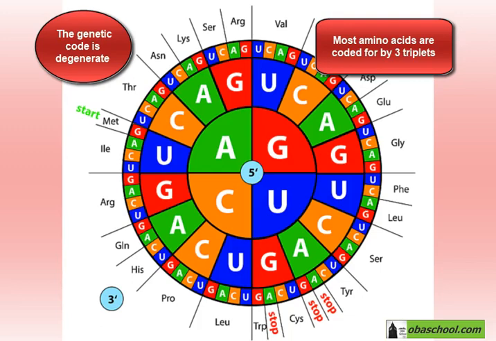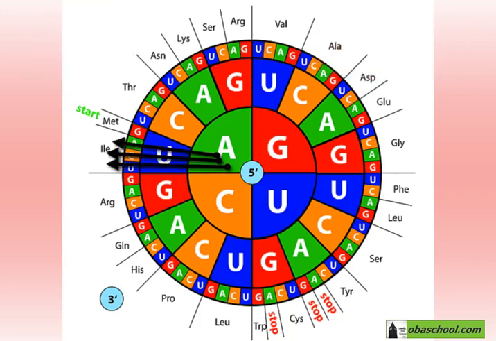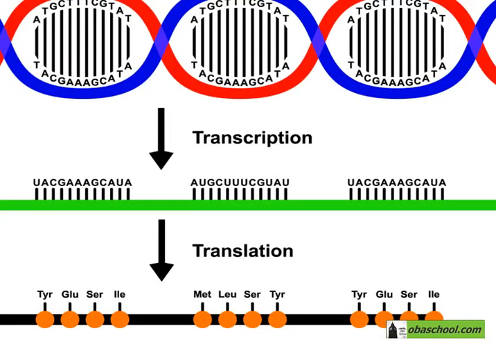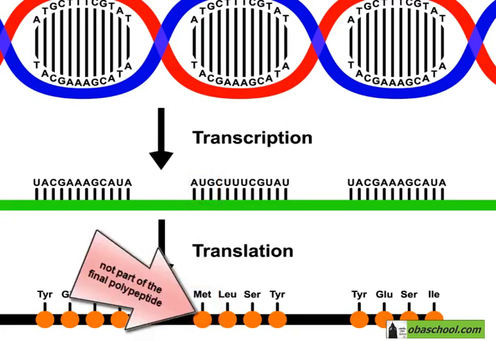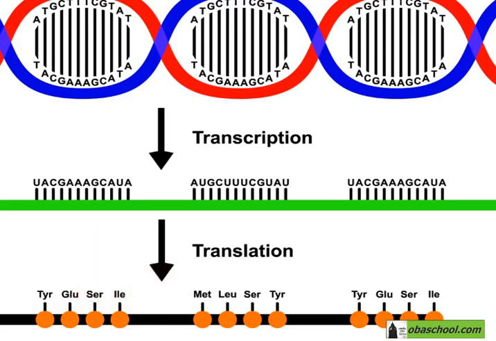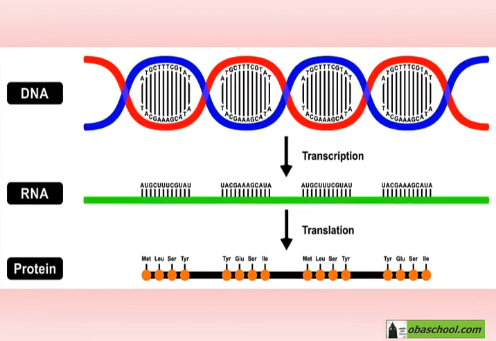The triplet is always read in one direction along the DNA strand, and every gene starts with the same triplet. This triplet codes for the amino acid methionine. However, this methionine is not part of the final polypeptide, it is not part of the protein. It is later removed, but it signals the start of a gene. This is the start codon.